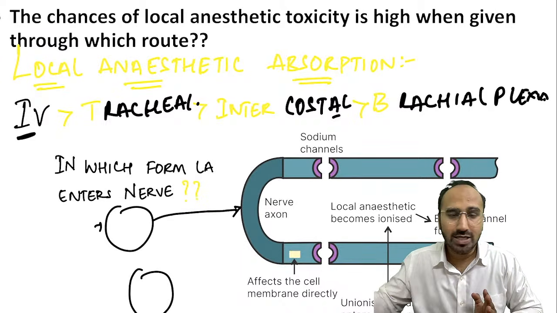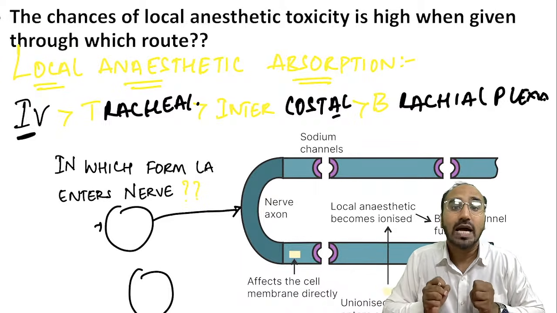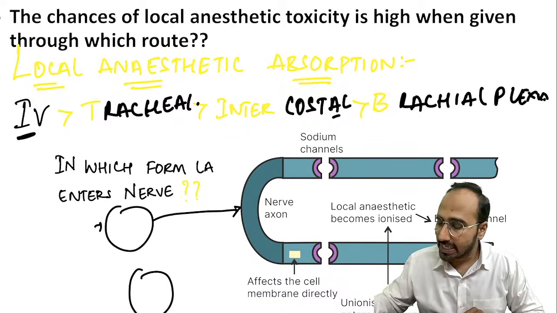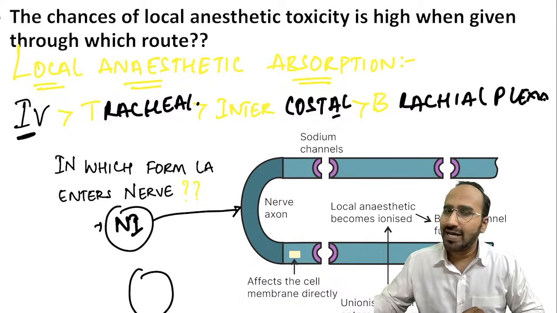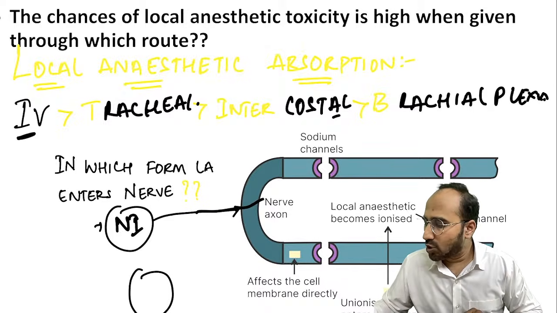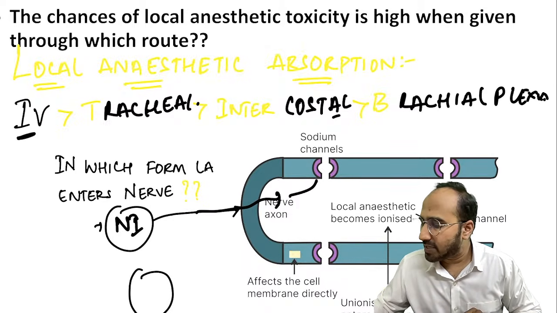Okay, they block the depolarization and block the sodium channels. Now guys, look over here. In which form is it entering the nerve? The non-ionized form enters the nerve. After going inside the nerve, the non-ionized becomes ionized and it blocks what channels?